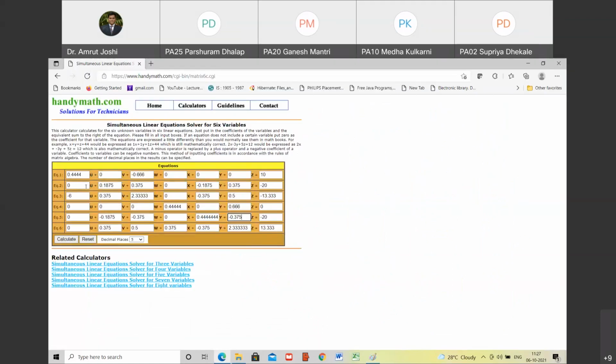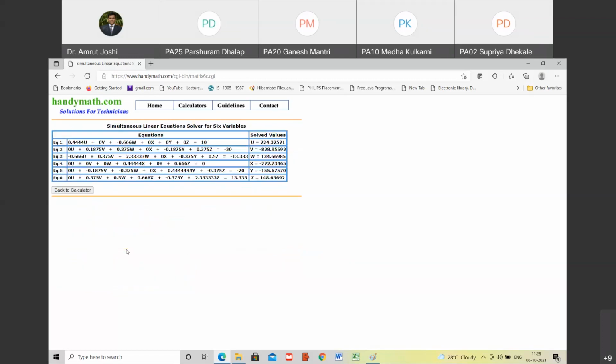Now just cross verify the lower part. So 0.444, this is minus 0.666, then 0, 0, 0. How did we manage to make so many mistakes? Anyway, then this is 0.375, 0, minus 0.1875, 0.375. That is correct. 0, minus 0.375, 0.5. Then 0, and this should be 0.666, right? Right, sir. Now all is okay. So calculate.